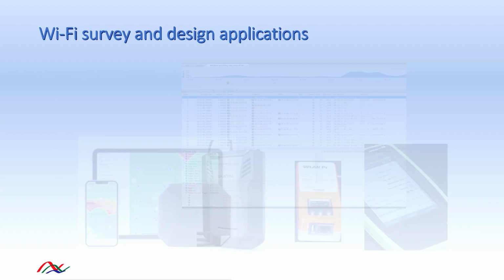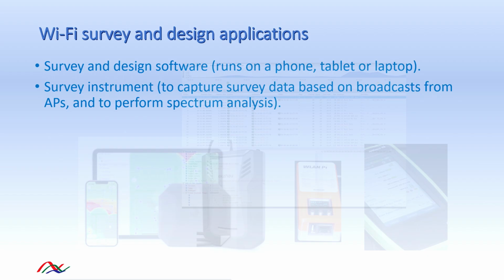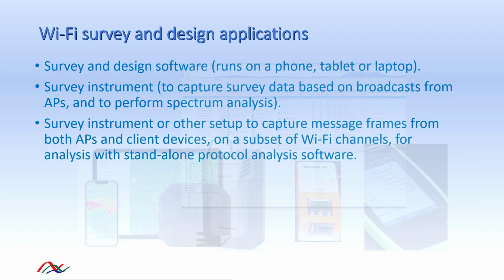So let's have a look at some of the tools you need to do a Wi-Fi survey. As a starting point, you need some survey and design software which runs on a survey device such as a phone, tablet or laptop. And this in turn connects to a survey instrument which measures the frames coming from the APs and provides the data for the heat maps. Usually the survey instrument is also able to do radio spectrum analysis, which is useful to identify frequency-dependent sources of interference. The survey instrument may also be able to capture the complete messaging between APs and clients on a subset of channels, for which you can do detailed analysis with separate protocol analysis software.